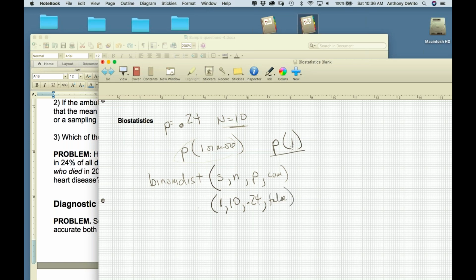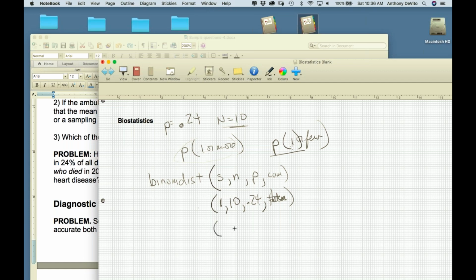Just give us a result for exactly 1. If I had written 1 or fewer, including 0, then I would have put true here. So what about the probability for 1 or more? Well, the probability for 1 or more is really just the probability for everybody except, in this case, 0.